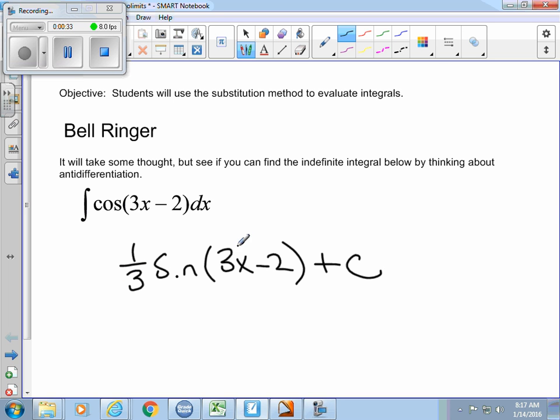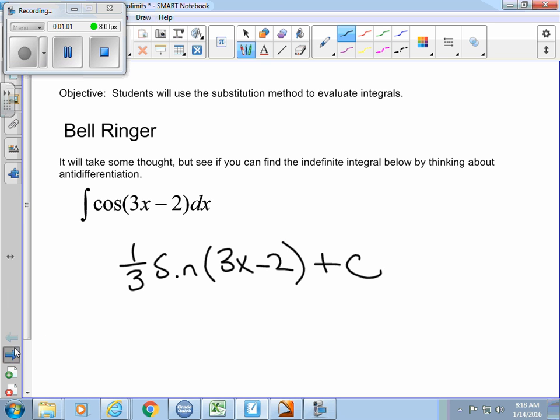Cosine, but then you have a chain rule, so you'd have to multiply by 3. But the 1/3 counteracts that and cancels it, so that makes sense. Plus c. Was this pretty difficult to do as of right now? Yes, and you can imagine this is an easy chain rule where it's just multiplying by a number. If the chain rule were much more complicated, it could really hurt our brains.